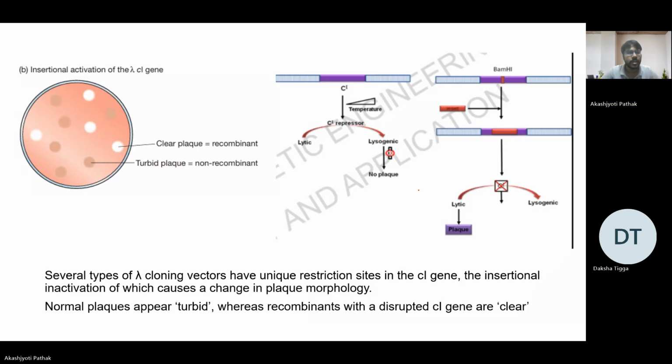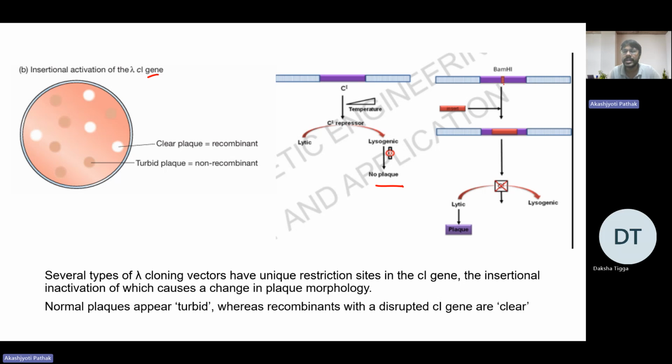Okay. So what is insertional inactivation of lambda CI gene? You see here that this is a temperature sensitive CI gene. So in this temperature sensitive CI gene, what is done? When you increase the temperature, your lysogenic gets converted into lytic. Basically, it is showing that when you are lowering the temperature, your lytic cells are getting converted into lysogenic. And in the lysogenic stage, no plaque is formed. No plaque is formed. Okay.